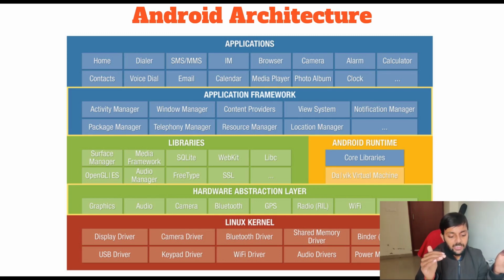Then comes the hardware abstraction layer. So the graphics, audio. Graphics is basically the screen that's being displayed. Audio, the sound, camera, Bluetooth, GPS. All these are the hardware abstraction layer. So there is software that helps you interact with the hardware.